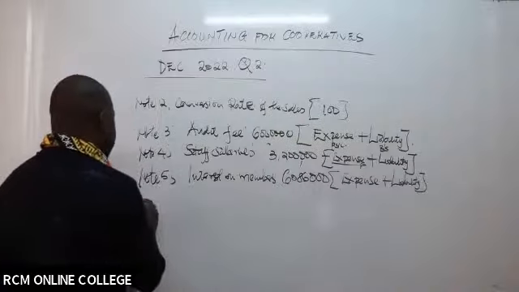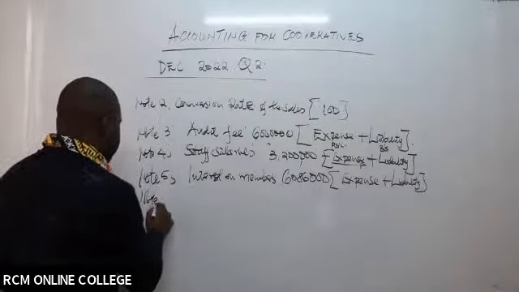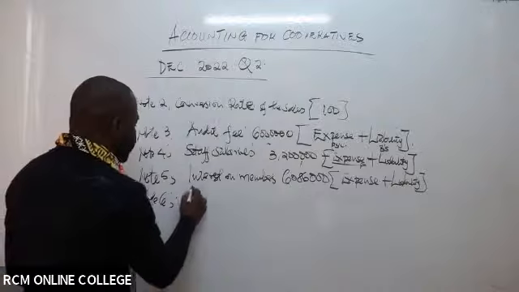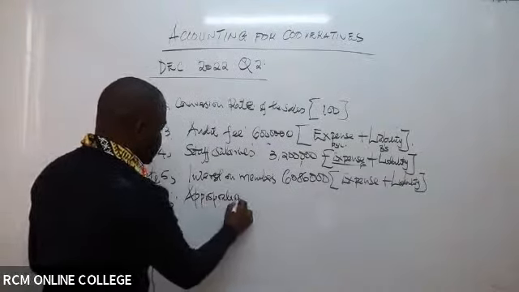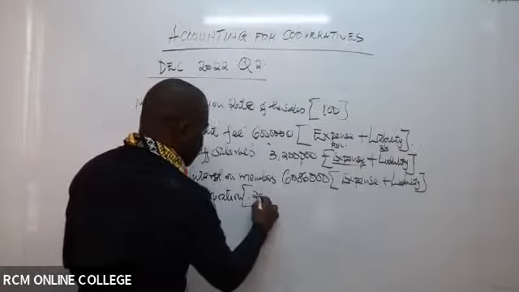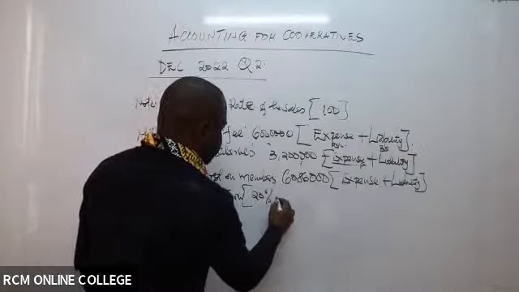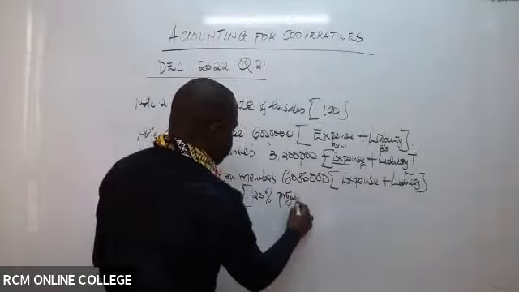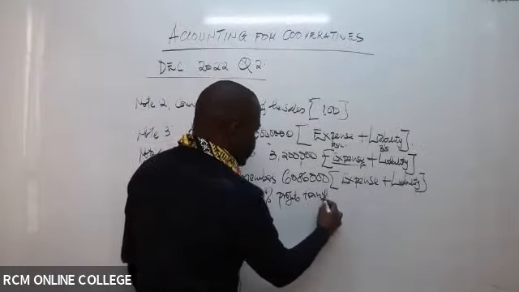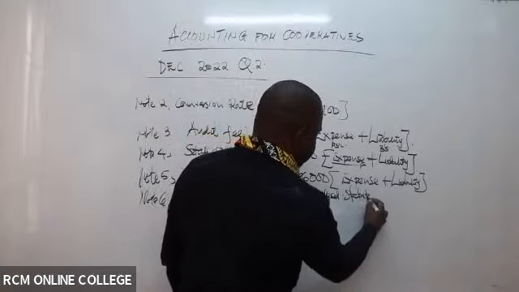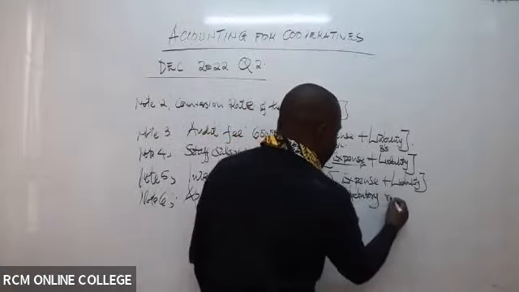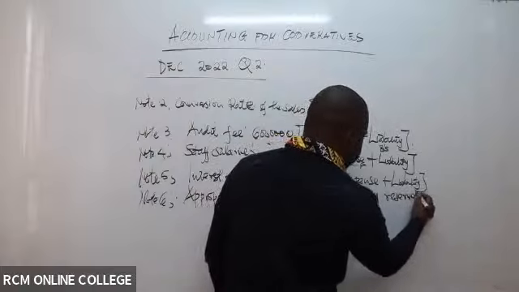So in this case, we'll be doing the appropriation. For note number 6, when we do the appropriation, we'll take 20% of the profits, which should be transferred to the statutory reserves.